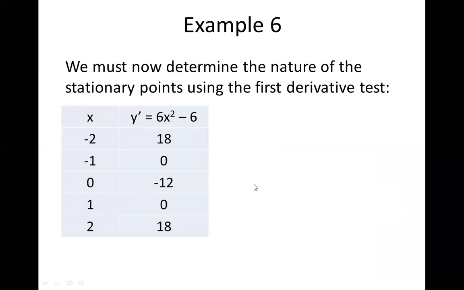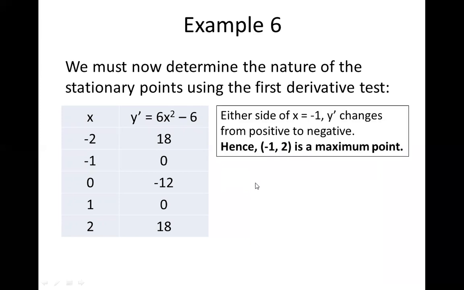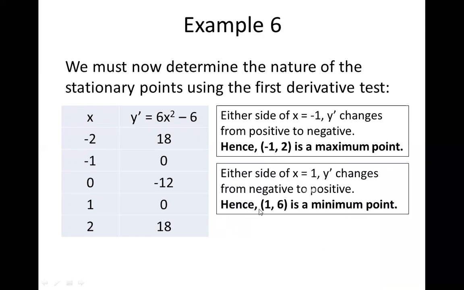We must now determine the nature of the stationary points using the first derivative test. At the side of x equals minus 1, y derivative changes from positive to negative, hence minus 1, 6 is the maximum point. 1, minus 2 is the minimum point.